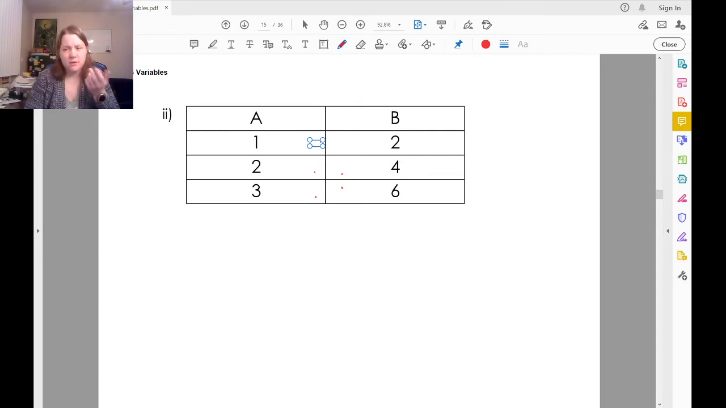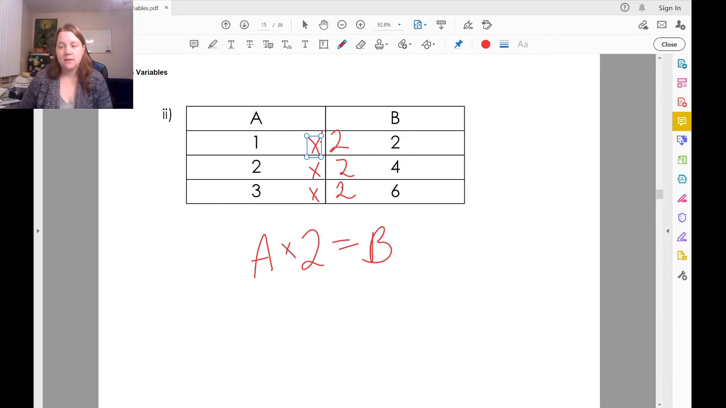The number's getting bigger, so let's try multiplying. 1 times 2 is 2. 2 times 2 is 4. 3 times 2 is 6. Hey, look, multiplying by 2 gets us the answer every time. So let's go ahead and take whatever's in column A, multiply by 2 to get letter B.